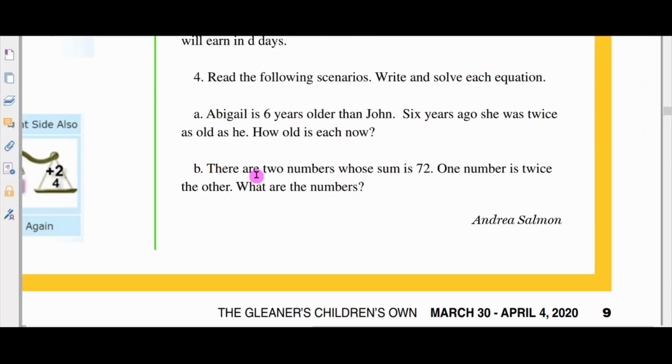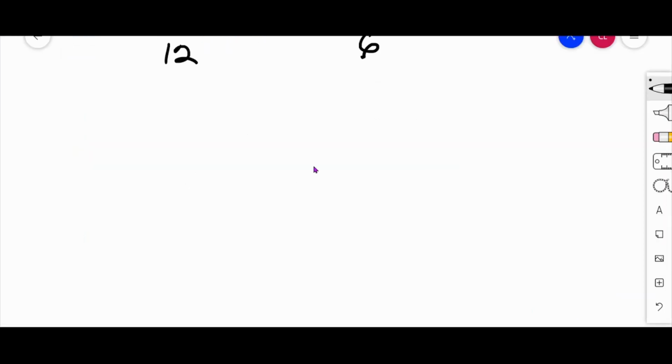Finally, B. There are 2 numbers whose sum is 72. One number is twice the other. What are the numbers? So we have 2 numbers. A plus B is equal to 72. Now it says one number is twice the other. So if we have A plus B 72, one is twice the other. So this number must be 2A. This equals 72.